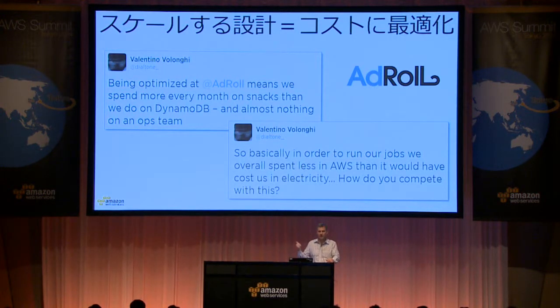And that's what AdRoll have done. They've gone from tens of thousands of requests a second into the hundreds of thousands of requests a second by just asking for more throughput. So they're very happy, to the point where they pay more on snacks for their developers than they do for DynamoDB. And the developers are not huge. They're very focused.